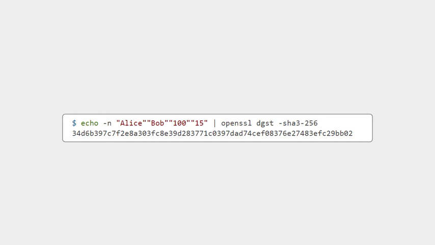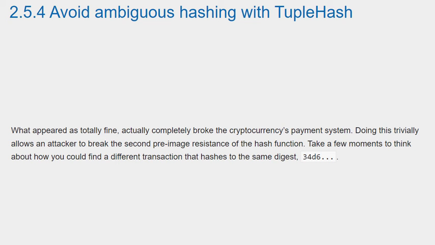Is our MITM attacker harmless? We're not out of the woods yet. Unfortunately for the cryptocurrency I was auditing, the transaction was hashed by simply concatenating each field. What appeared as totally fine actually completely broke the cryptocurrency's payment system. Doing this trivially allows an attacker to break the second pre-image resistance of the hash function.